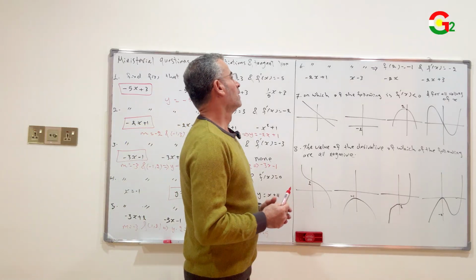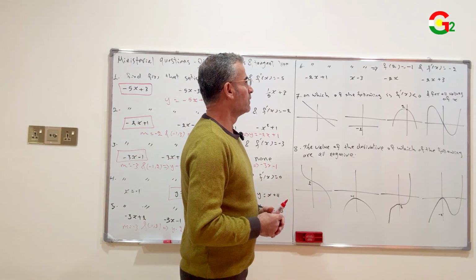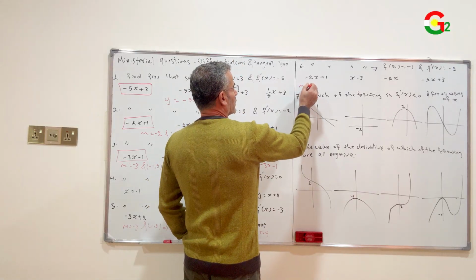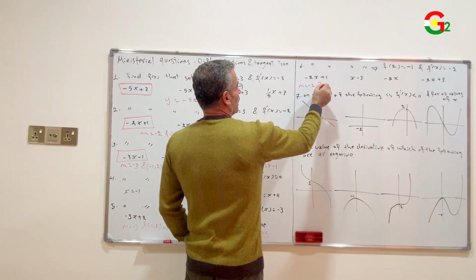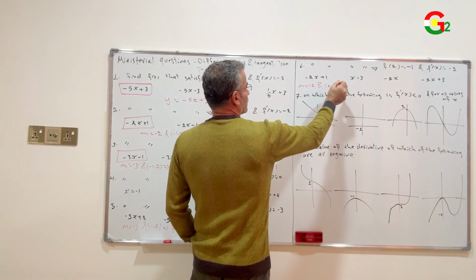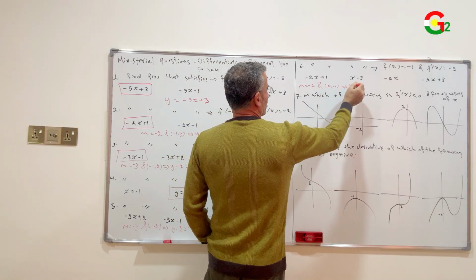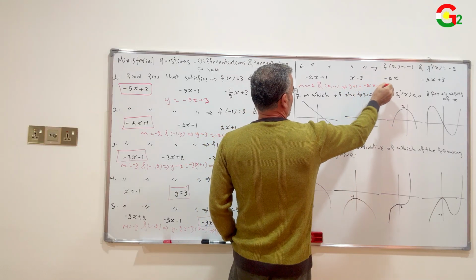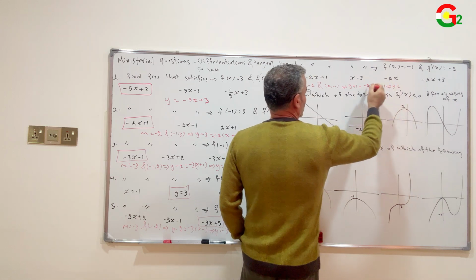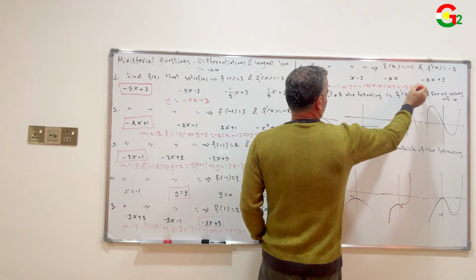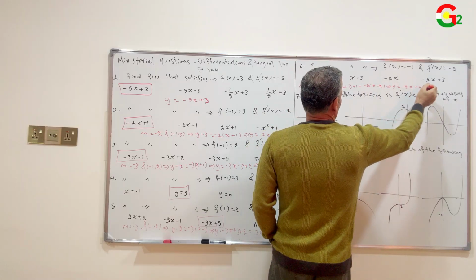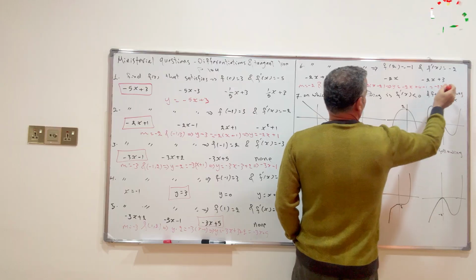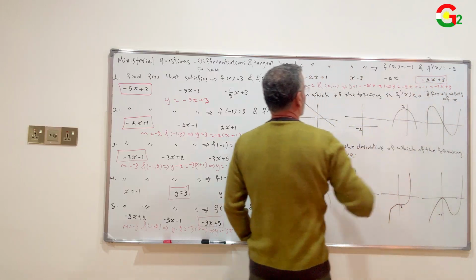Question number 6. Find the function that satisfies f of 2 equal negative 1 and f prime of x equal negative 2. Also, the slope of the line is negative 2 and the point (2, negative 1) lies on the line. Y minus y1, minus minus 1, plus 1, equal to the slope times x minus x1. Then y equal to negative 2x plus 4 plus negative 1, equal to negative 2x plus 3. Negative 2x plus 3, choice D.